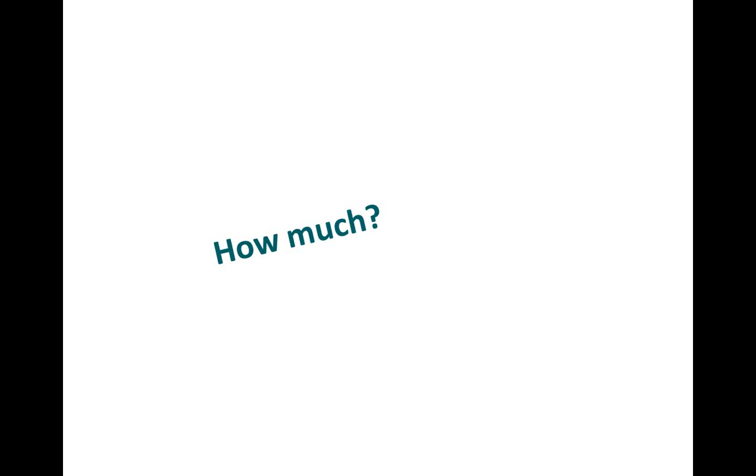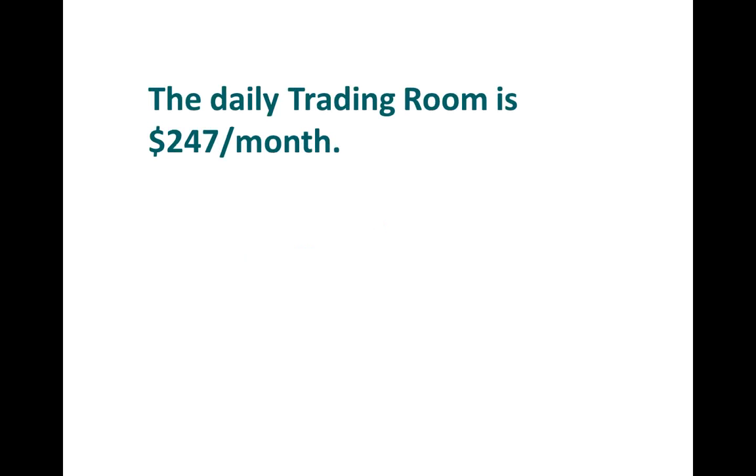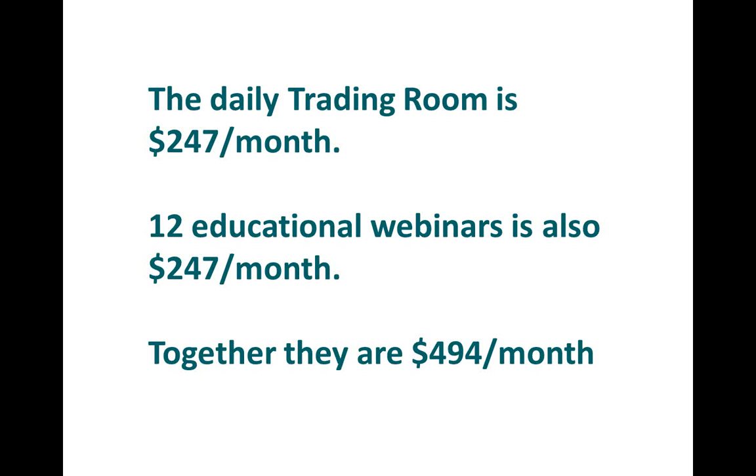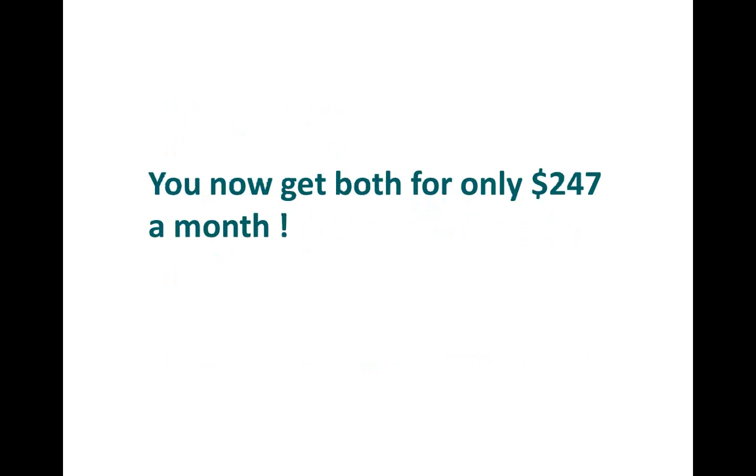Now you might be asking how much. Well, again, the trading room is $247 a month. The 12 educational webinars per month is $247. So together they're $494 a month. But as an introductory offer, guess what? You can get both for only $247 a month. That's right. Instead of just coming to the trading room and then paying separately for the educational webinars, you can get both for $247 a month.